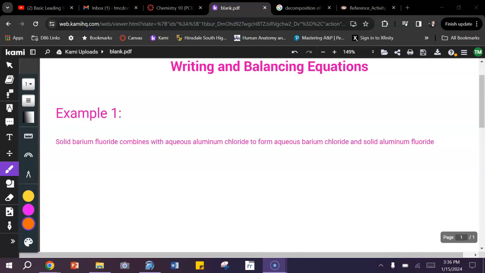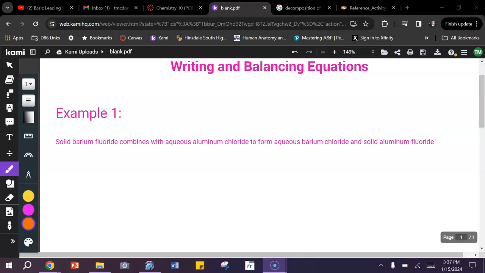Hello, chemistry students. Today I wanted to give you a couple of examples on how to write chemical equations and balance them when I give you a sentence. So let's take a look at example one, where I have solid barium fluoride combines with aqueous aluminum chloride to form aqueous barium chloride and solid aluminum fluoride.